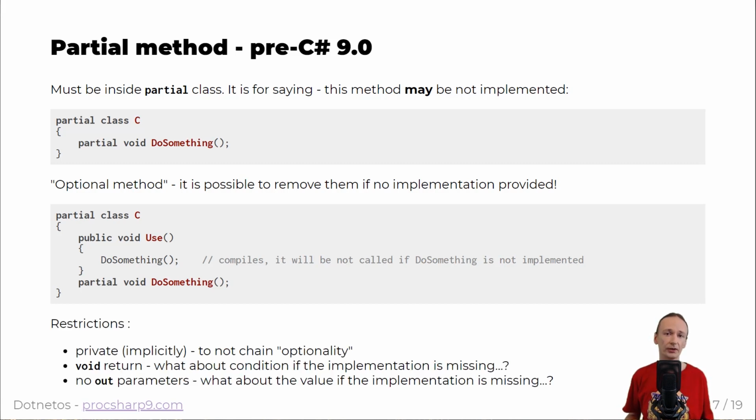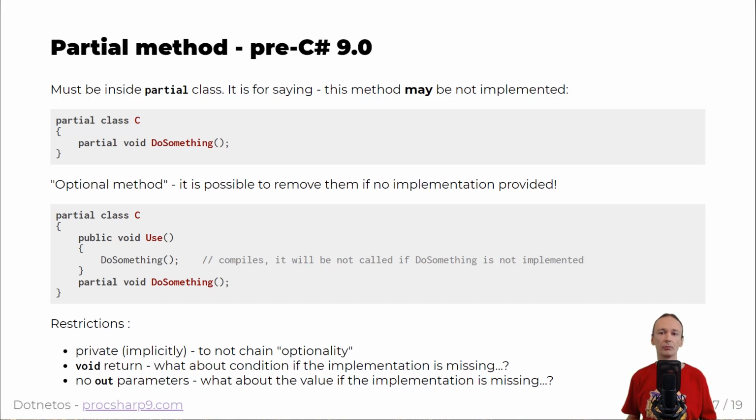There are some restrictions, however, mostly because of this fact that you can call it and we don't know whether it will be implemented. So first of all, such a method, the partial method, and I'm always saying here about partial methods before C#9, needs to be private to reduce the optionality. So we can only call our partial method from within our type, to not explode with this optionality outside the type.